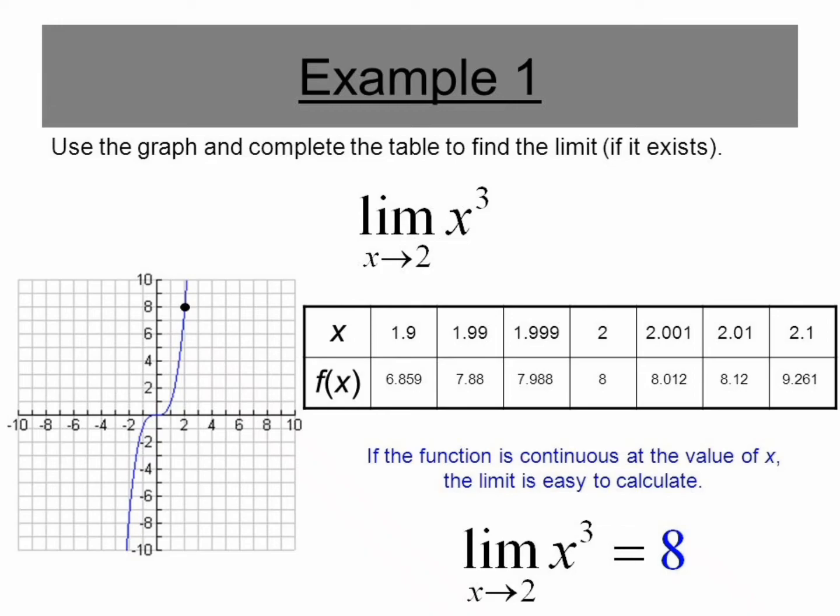You could see that as we get closer to 2, that is from 1.9, 1.99, 1.999, getting closer to 2, then the function is also getting closer to 8. So we conclude that as x approaches 2, the function is also approaching 8. We write this as the limit of function x cubed is equal to 8 as x approaches 2.